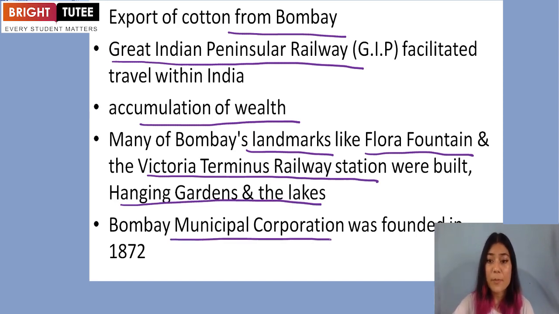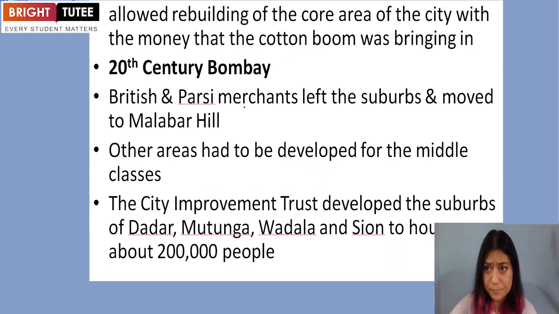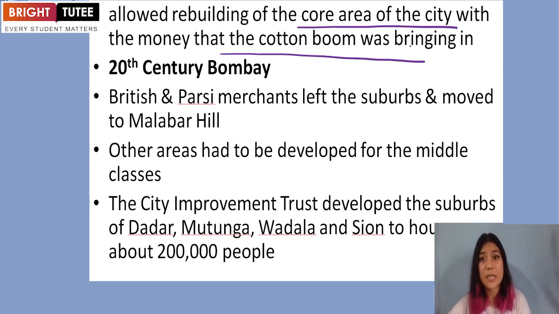The Bombay Municipal Corporation was founded by the British government in 1872, and this allowed rebuilding of the core area of the city with the money that the cotton boom was bringing in. So the main cause for the rebuilding or construction of the modern city of Bombay was the cotton boom that this period saw. So the huge amount of wealth that the British government was amassing as a result of the cotton boom in Bombay was used for the construction and the development of the city. So that was 19th century Bombay.